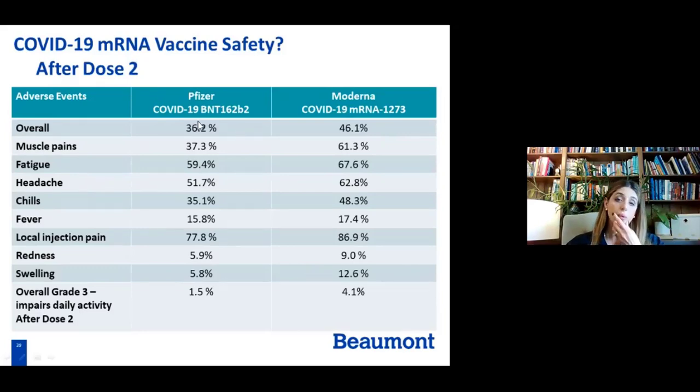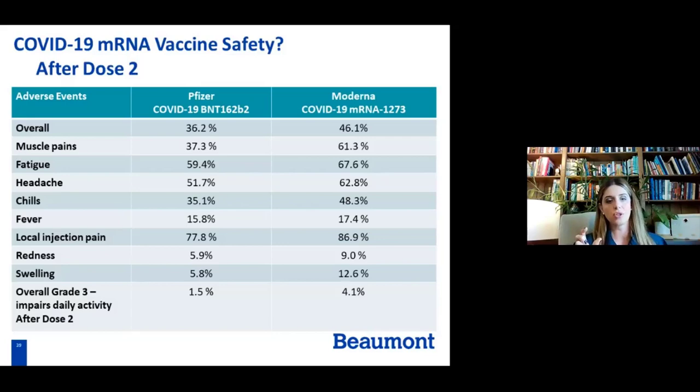With the second dose, there's more, right? Because you're boosting, just like we're giving a second dose to boost our immunity, we expect our side effects to be higher, and we want them to be higher. It's not much higher though, it's a 10% difference compared to the first dose.